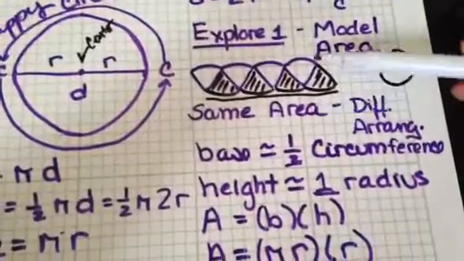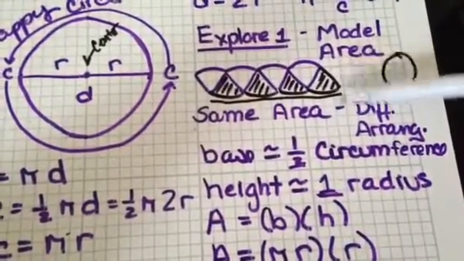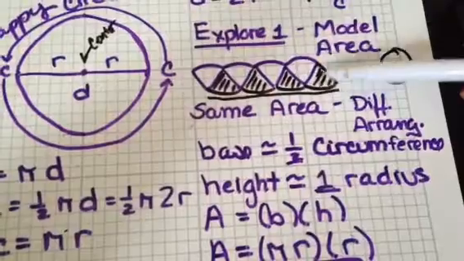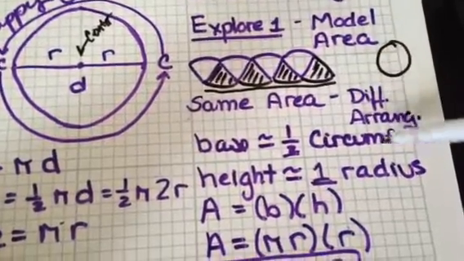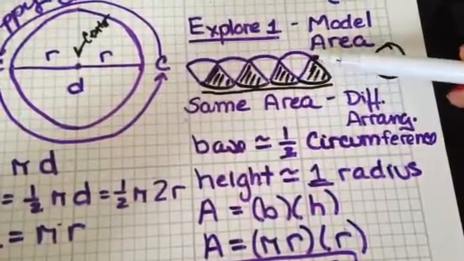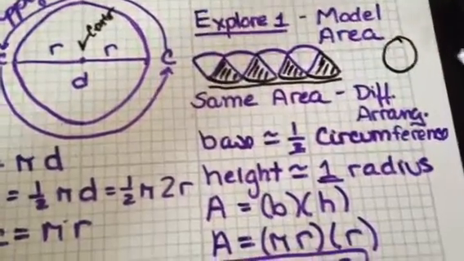Okay. Now the height of this guy is going to be, if we take from the tip down, well, that's going to be a radius. It's going to be equal to 1 radius for how tall this guy is.